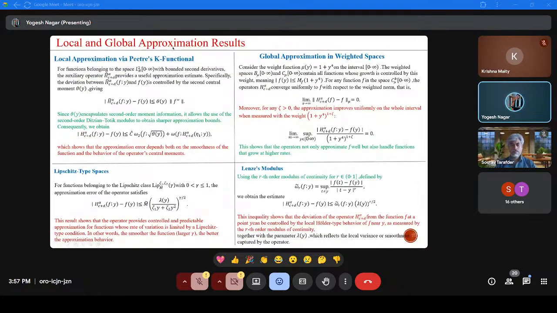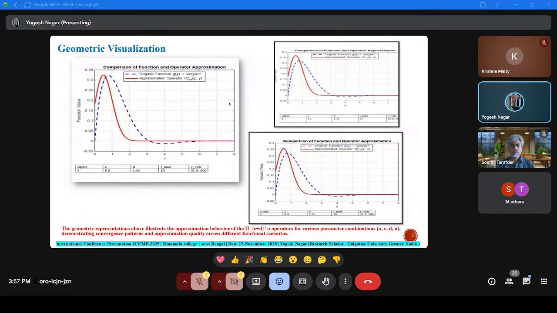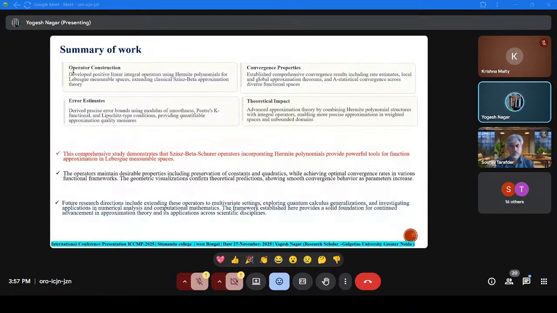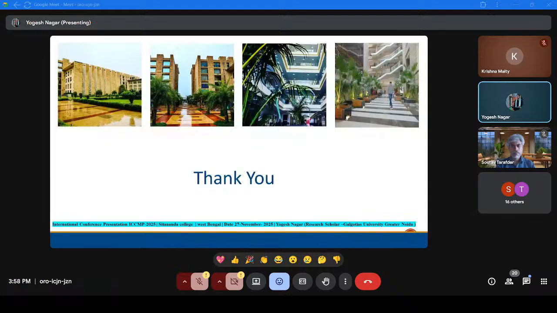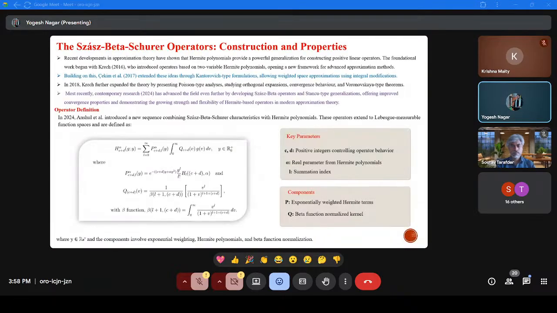These are the global approximation results of this operator, and these are the geometrical visualizations, which clearly show that at different parameter scenarios, it approximates the function. This is the summary of our work: operator construction and convergence properties. These are the related references used in developing this operator. Thank you, sir. Any questions regarding this?